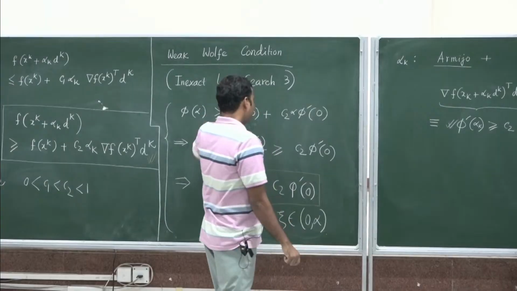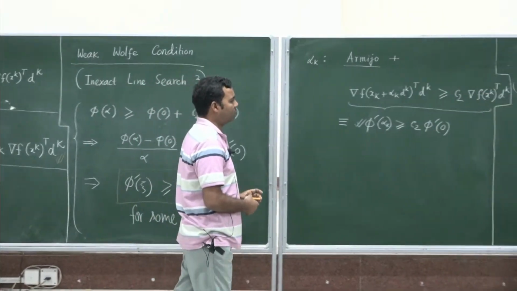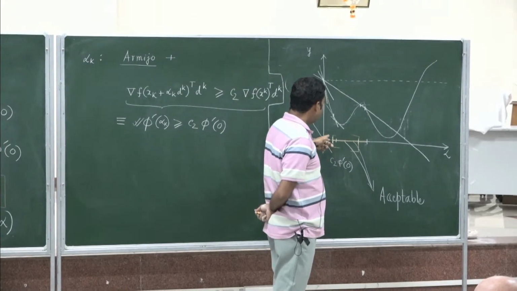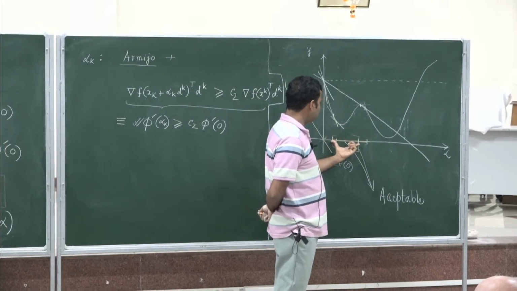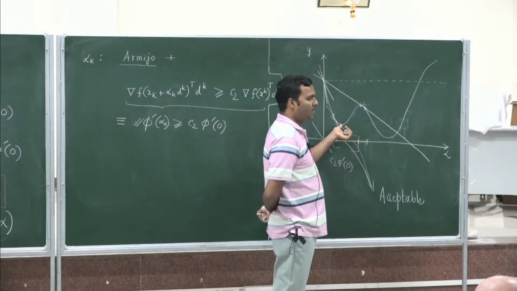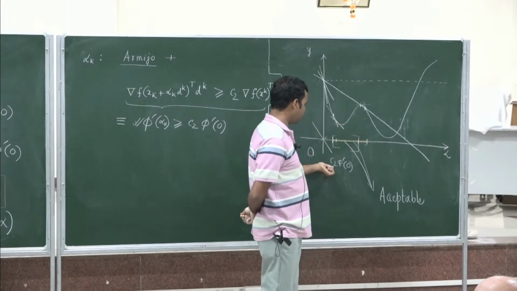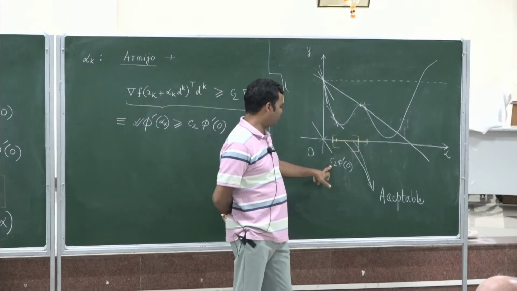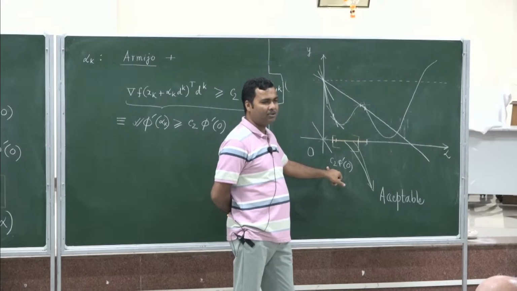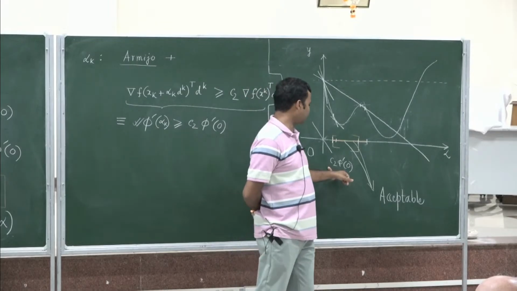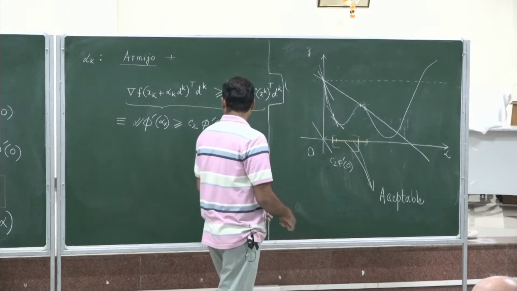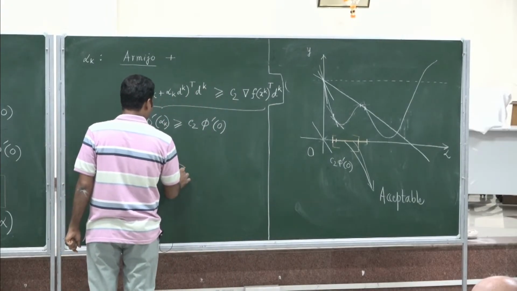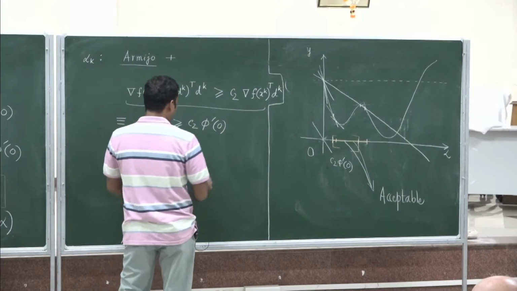Fine. But with this condition we notice that people observed that it is okay that inside this region the minimizer is there, but if I am not very careful in choosing C2, then C2 can be chosen very close to 1, and in that case we notice that phi dash alpha is greater than or equal to something very close to 1.